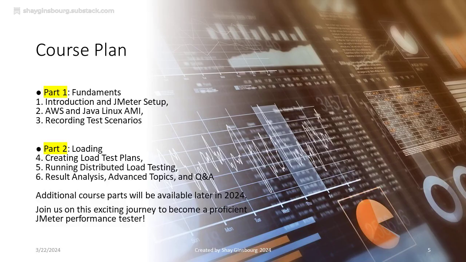The JMeter Complete course consists of several parts, outlined as follows. 1. Introduction and JMeter Setup. Lay the groundwork by understanding JMeter's purpose and setting up your environment. 2. AWS and Java Linux AMI. Explore the synergy between JMeter and AWS services, leveraging the power of the cloud.